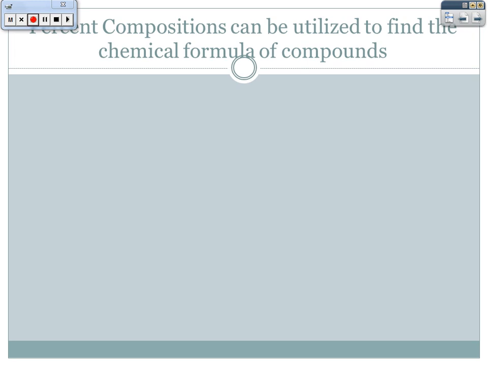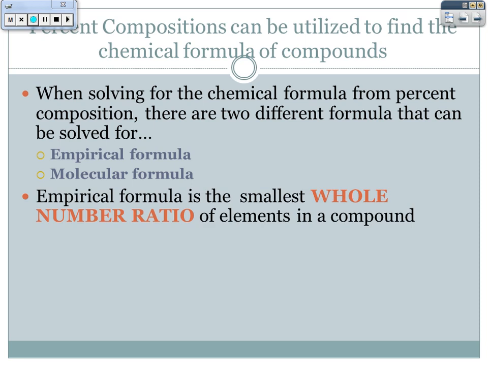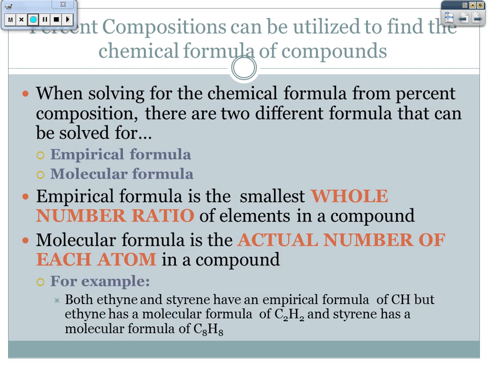But you can also use percent composition to find the chemical formula of compounds, which is important. When solving for the chemical formula from percent composition, there's two different formulas that you can solve for: empirical formula or molecular formula. Now, empirical formula is the smallest whole number ratio of elements in a compound. And the molecular formula is the actual number of each atom in the compound. So it's not just the ratio, but it's the actual specific number that you have.